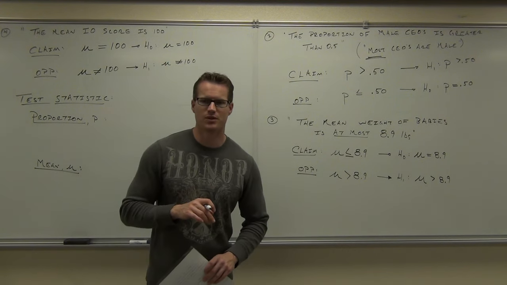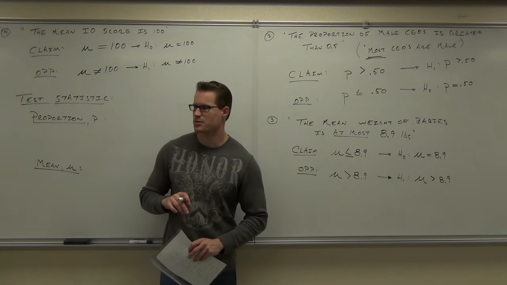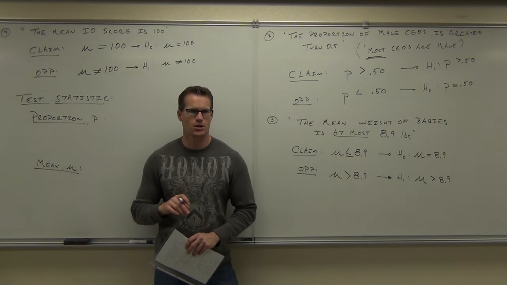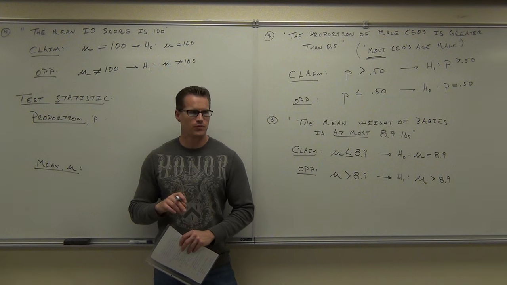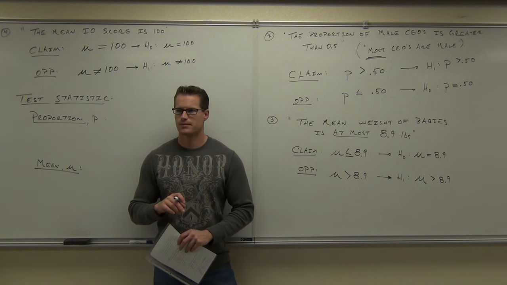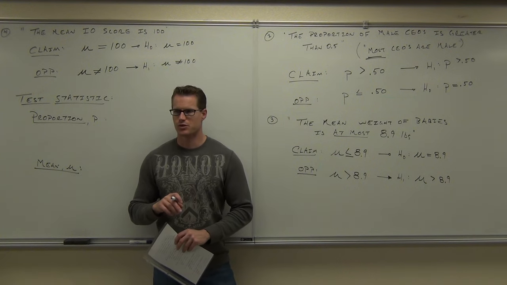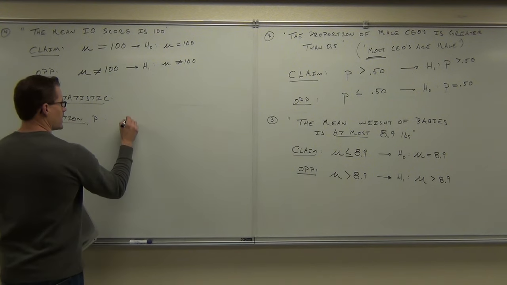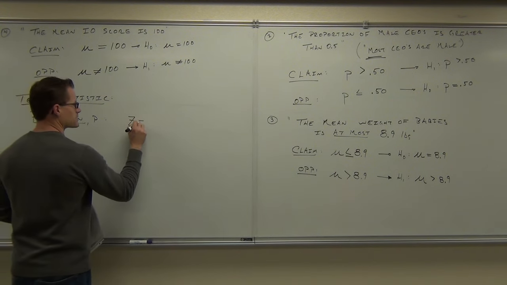For the proportion, oh, it's going to be great for you. Let's go back to your test, chapter 7. For proportions, did you have an option between Z or T, or was it all of one of them? It was always Z for proportions. You remember that? Always Z. For proportions, you're still going to have a Z test statistic.